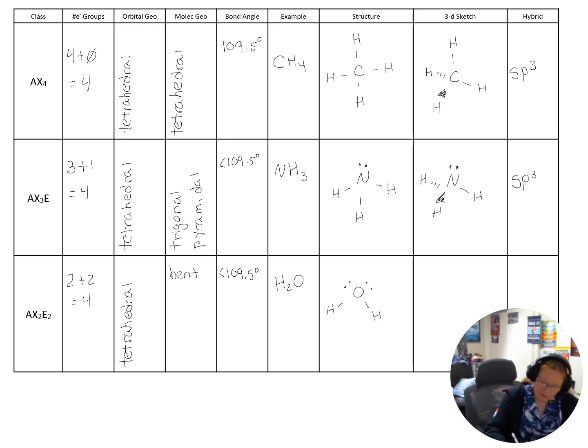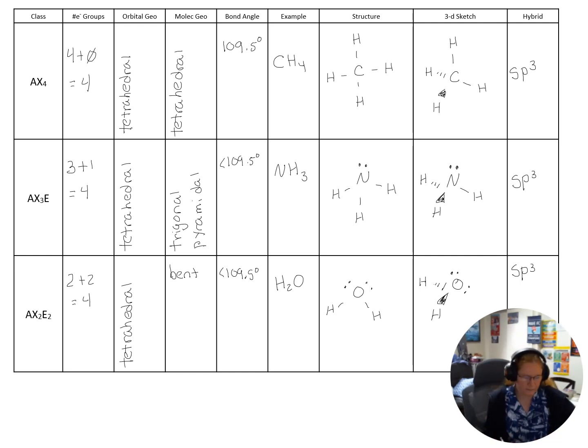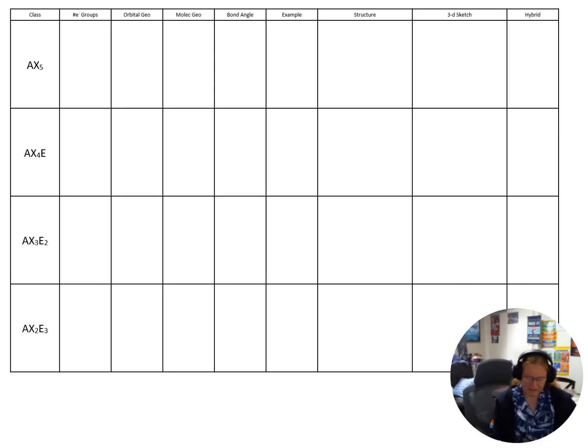Okay, and then our little 3D sketch, I'll put that lone pair in the plane, that lone pair in the plane, hydrogen coming out, and back behind. And this is still also sp3. Okay, so far so good. Okay, all right, now we'll move into our crazy trigonal bipyramidal.